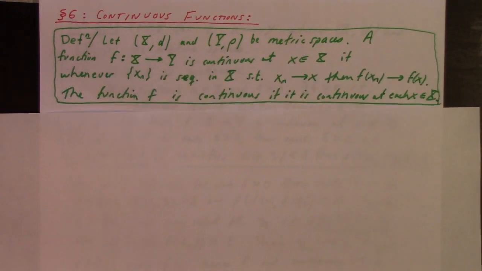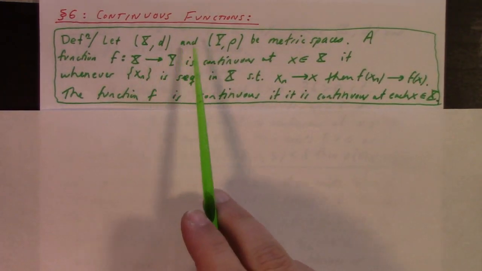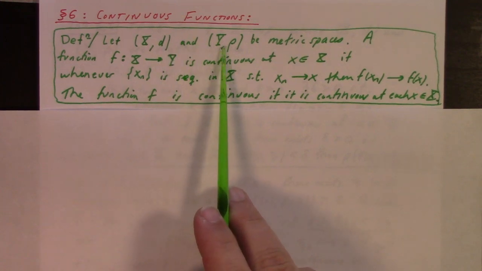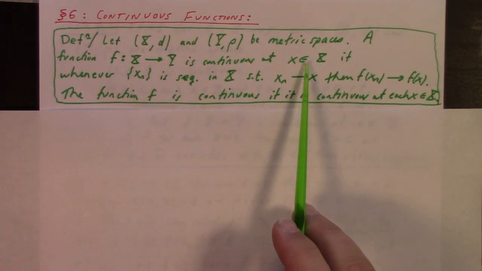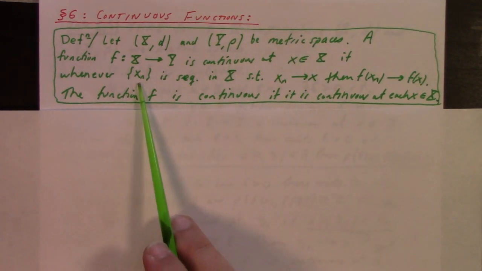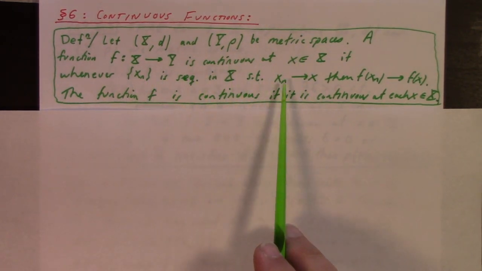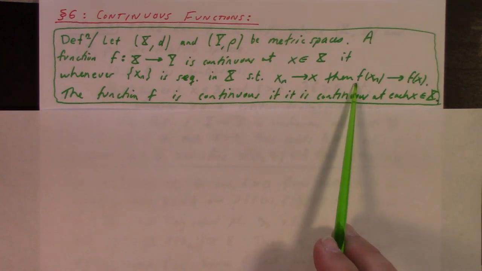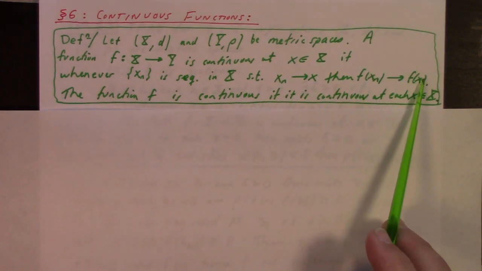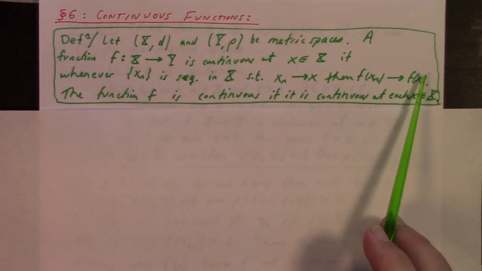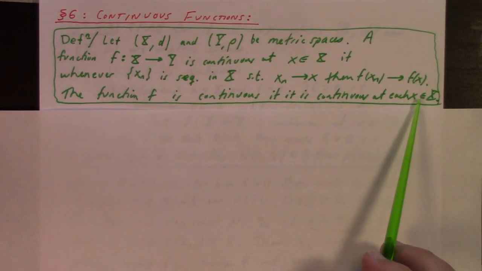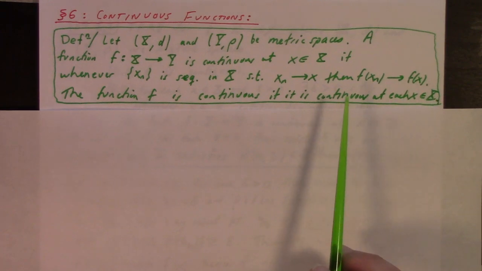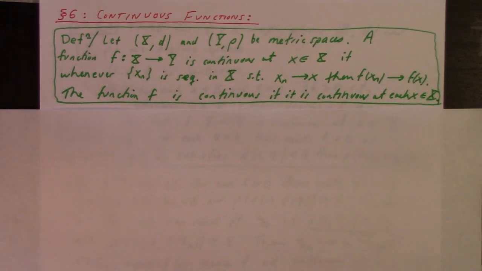So here's the definition. If we have two metric spaces, X with metric d, Y with metric rho, a function from X to Y is continuous at a point if we take a sequence converging to that point, and that implies that the values of the sequence converge to the value of the image of the point. And then a function is continuous if it's continuous at each point in its domain. This is sometimes called the sequential definition of continuity.